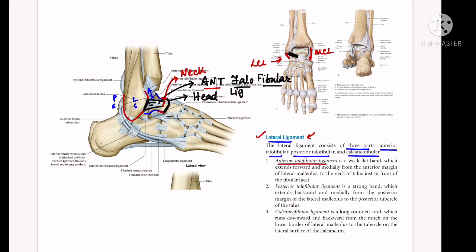Next is the posterior talofibular ligament. The posterior talofibular ligament is a strong band. And from the lateral view, it looks like this. It extends backward and medially from the posterior margin or posterior surface of the lateral malleolus to the posterior tubercle of the talus. We know that the talus presents a posterior tubercle on its posterior surface. So we can mark the posterior tubercle over there.